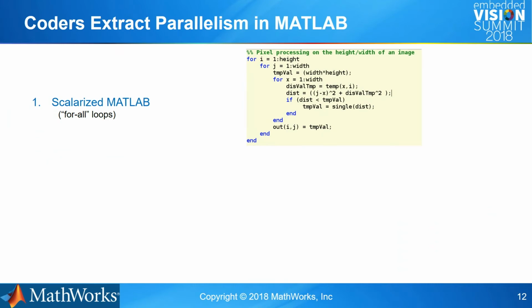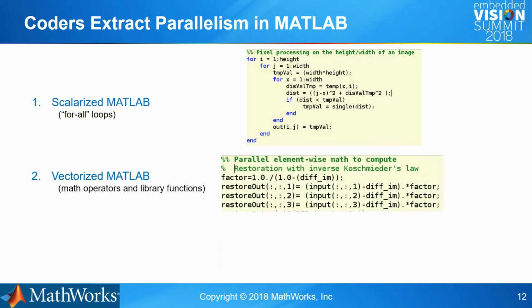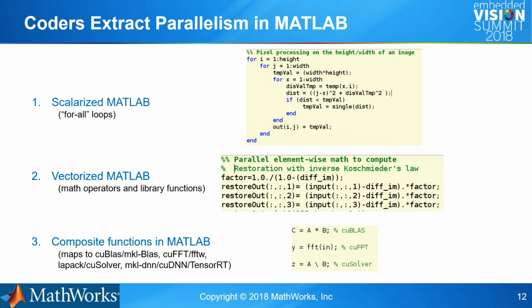So let's start with code generation. If you want to parallelize your application, you need to extract parallelism. And where is the parallelism in MATLAB? Well, of course, it starts with loops, parallel for loops. That's where a lot of the parallelism is. And then there is vectorized MATLAB. MATLAB makes it easy for you to express vector math, matrix math, and there could be a lot of parallelism there. And of course, finally, higher order functions like FFTs and BLAS functions and deep learning inference functions, convolutions, and whatnot.